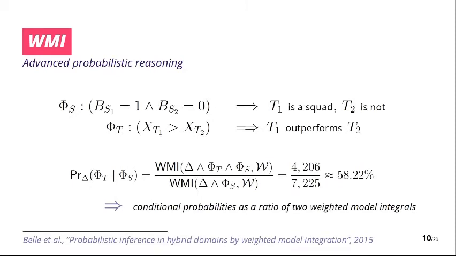Then the conditional probability will be the ratio of two weighted model integrations. It tells us that in this case, Team 1 that forms a squad wins with probability around 58%. Now the question is how hard it is to compute the integral in the WMI task. Next, we will show some theoretical results about this.